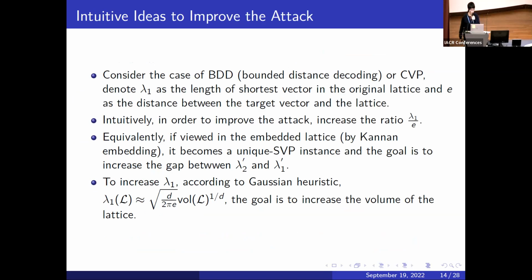Let me introduce some intuitive ideas to improve the attack. For example, consider the case of BDD or CVP. Denote lambda 1 as the length of the shortest vector in the original lattice, and e as the distance between the target vector and the lattice. Intuitively, in order to improve the attack, we want to increase the ratio between lambda 1 and e. Or equivalently, if you view it in the embedded lattice by Kannan embedding, it becomes a unique SVP instance, and the goal is to increase the gap between lambda 2 and lambda 1. To increase lambda 1, according to the Gaussian heuristic, the goal is to increase the volume of the lattice.